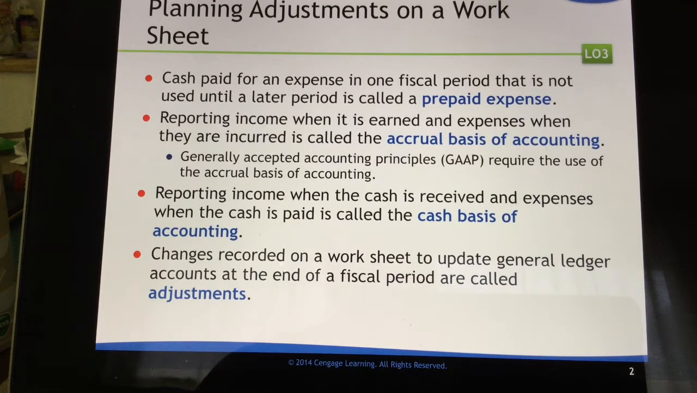Reporting income when the cash is received and expenses when the cash is paid is also called cash basis of accounting. Changes recorded on a worksheet to update the general ledger account at the end of the fiscal period are called adjustments.